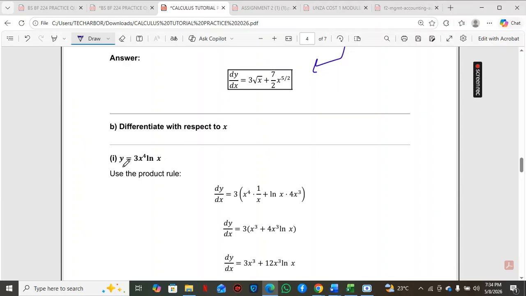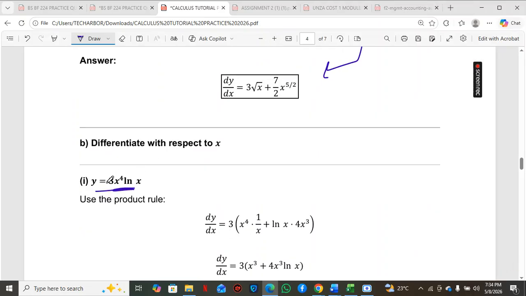All right. Here's another question. Derive 3x to the power 4 natural log of x. This cannot be simplified further, so you know you have to use the product rule. So remember product rule, you pick your u. What is my u in this case? My u will be 3x to the power 4.